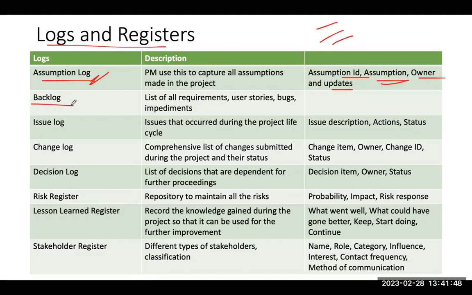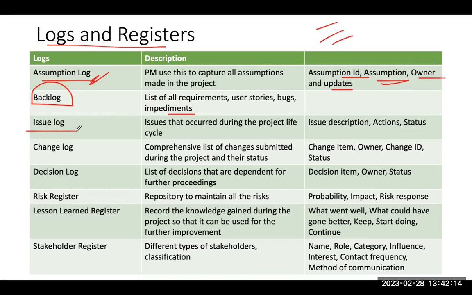Next one is backlog. Backlog is usually maintained in agile methodology, especially in the Scrum framework. Who is responsible to maintain the backlog? It is the product owner. What do we have in the backlog? Backlog lists all the requirements, user stories, bugs, and impediments. So the product owner is responsible to maintain the product backlog.